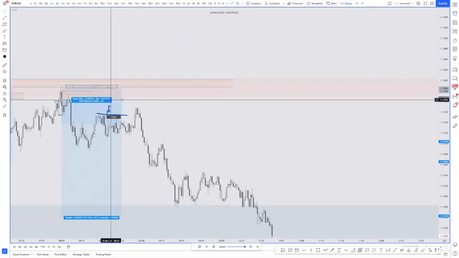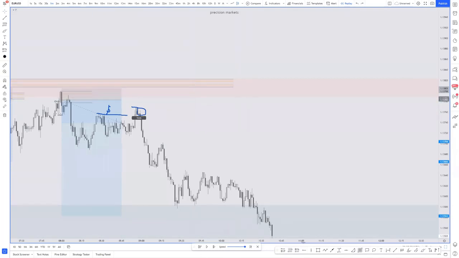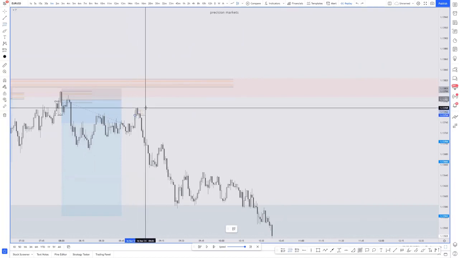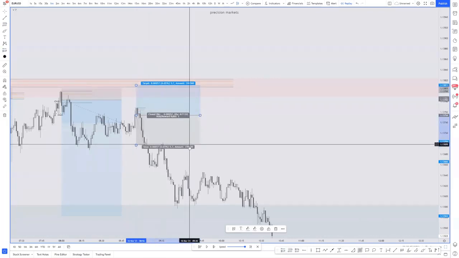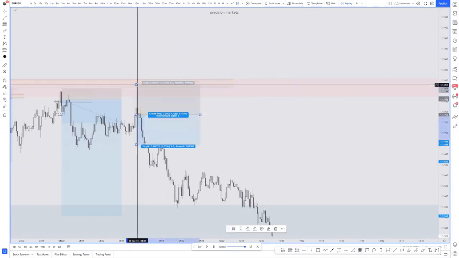Yeah, absolutely. 100%. I actually didn't even see that. Good eye, man. Good eye. So let's say we did take your trade as well. That one's, well, let's try the correct tool here. 100%.